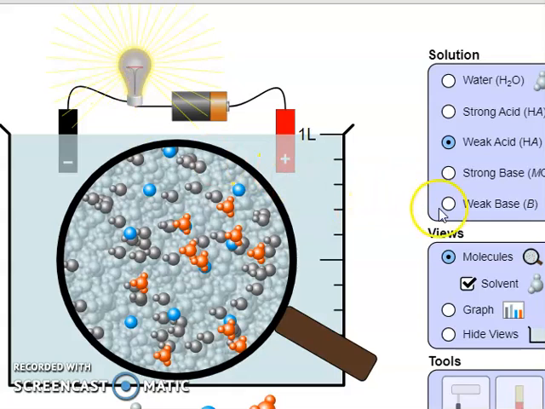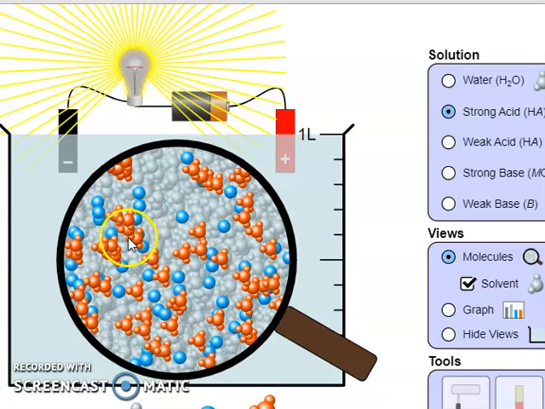Okay, then we'll go to a strong acid. Wow! Look at all the ions in there. Again, the ions are what help produce electricity, and there are so many of them in there now that we have a very bright light.